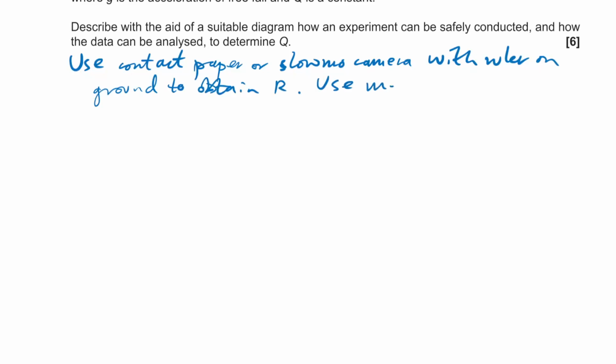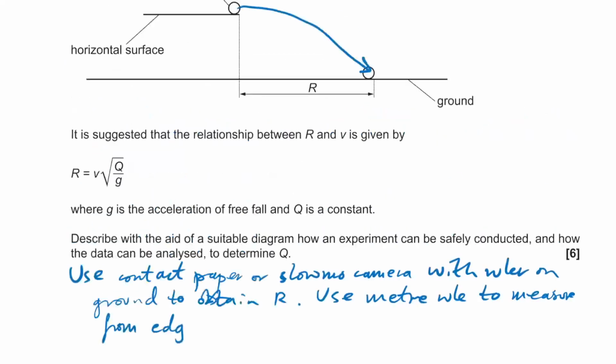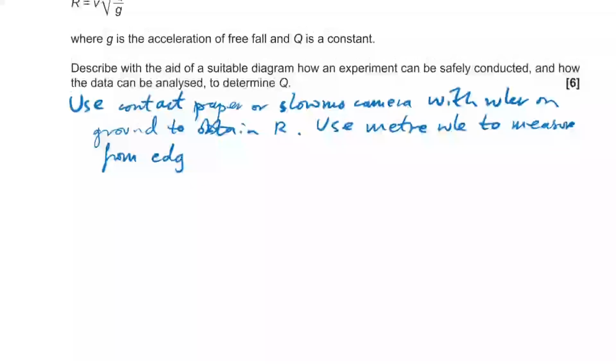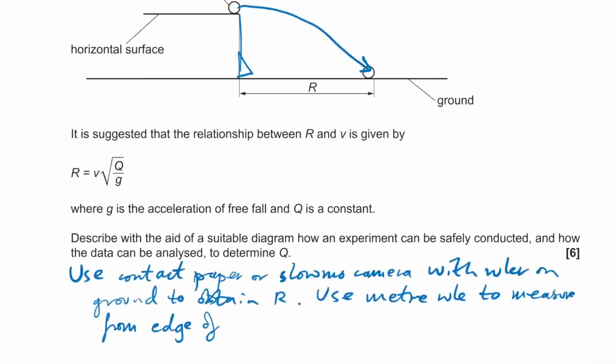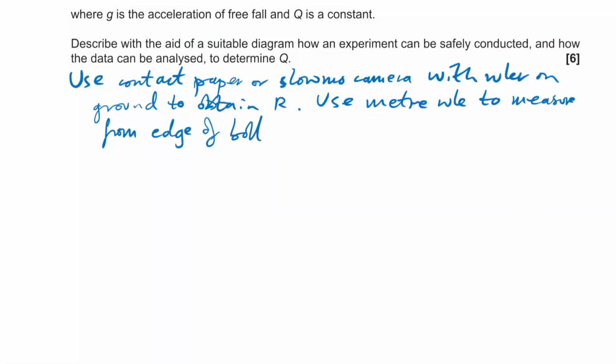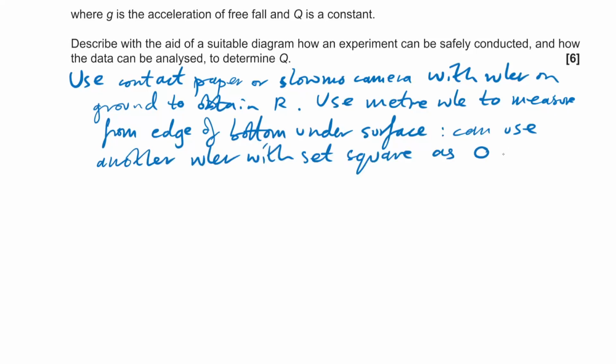Use meter rule to measure from edge of, what is it? Well, actually, that's a good point, because we're not told what's here. So we're probably going to need a set square there, aren't we, and a ruler. Edge of bottom of surface or under surface. Can use another ruler with set square as 0 point.